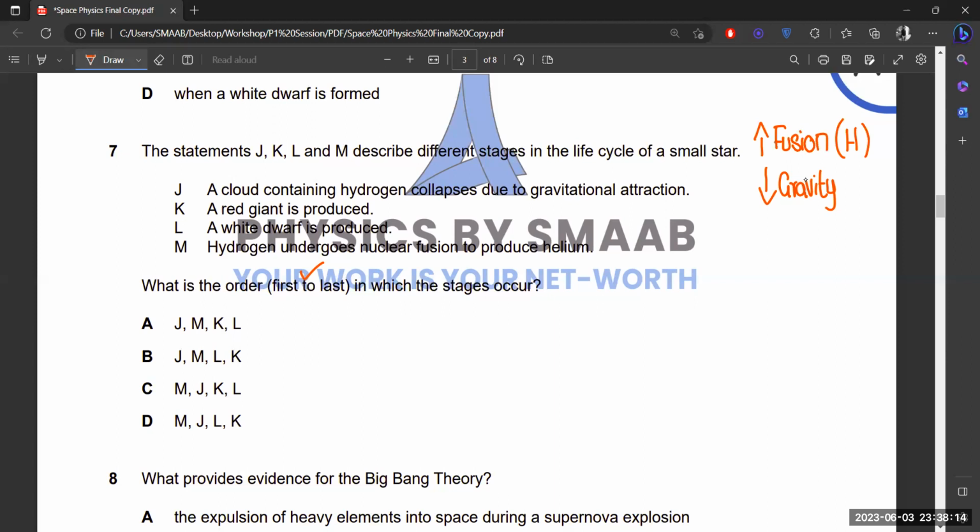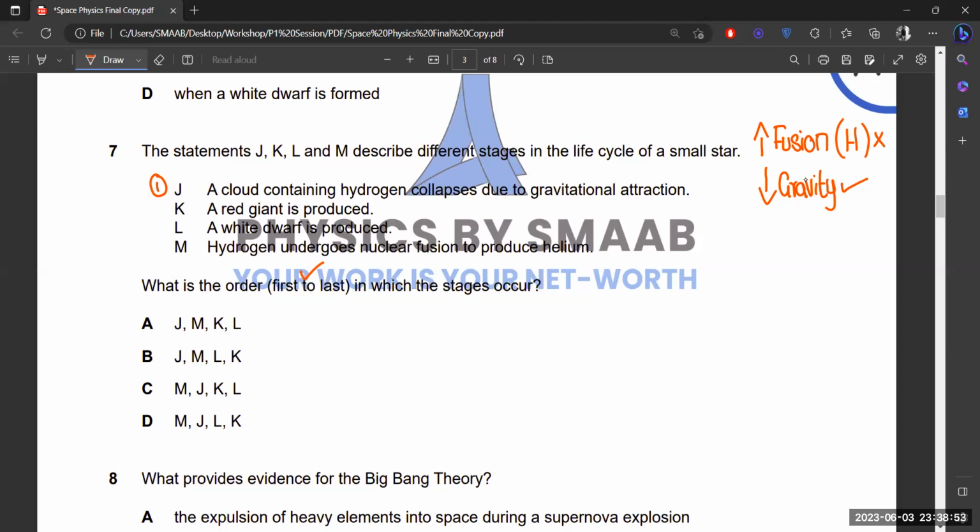So first, we need to choose from these options what will be the first process. So J is the first process. A cloud containing hydrogen collapse due to gravitational attraction, because when hydrogen is running out, it is going to collapse due to gravitational force which is acting towards the center. And the next process is, when hydrogen is going to perform fusion reaction, it converts into helium. And then helium, because we know that in fusion reaction daughter nuclei combine to form parent nuclei. So in parent nuclei we are getting helium.